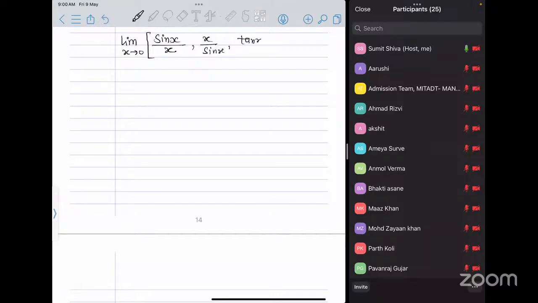So if we have limit x tending to 0, sin x by x or x by sin x, tan x by x or x by tan x, sin inverse x by x or x by sin inverse x, tan inverse x by x or x by tan inverse x, the answer will be 1. Yes or no?